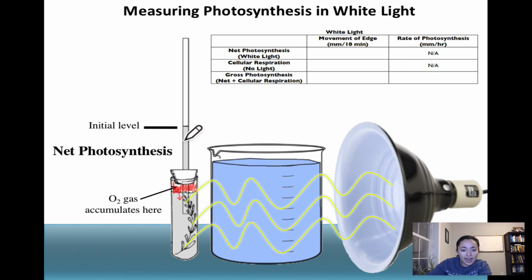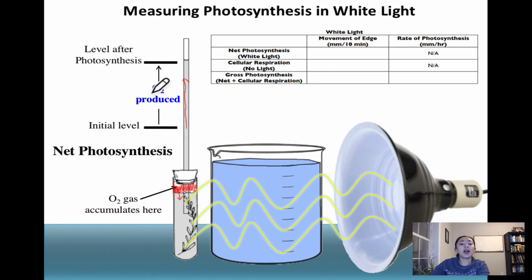down here, and it's going to cause the pressure in here to rise, so the sodium bicarbonate solution should move up the pipette. And after 10 minutes, you will measure how much oxygen was produced by measuring how far up the liquid traveled. Let's just say our measurement was 32 millimeters. So we'd write down 32 millimeters per 10 minutes.